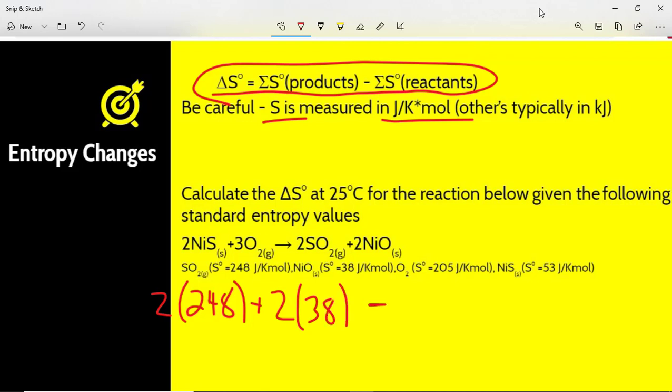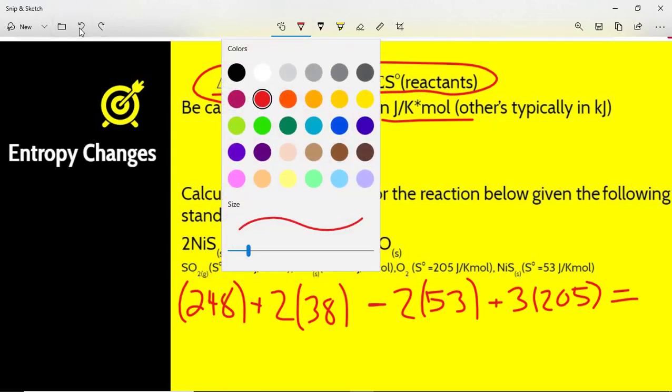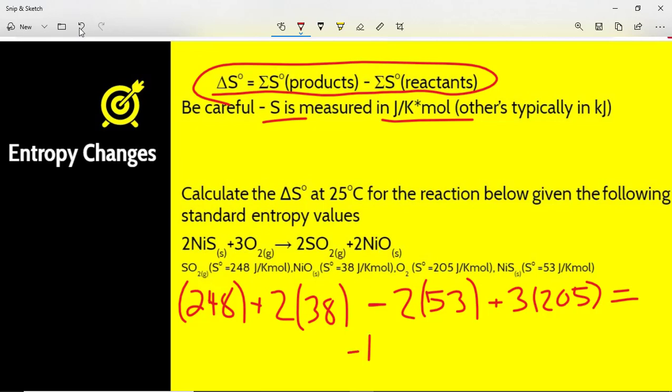And we're going to subtract 2 times 53 for nickel sulfide, and then we're going to add to that 3 times oxygen, which is 205. And same as just before, we plug that into our calculator and solve. And what we end up with here is a negative 149 joules per Kelvin mole.